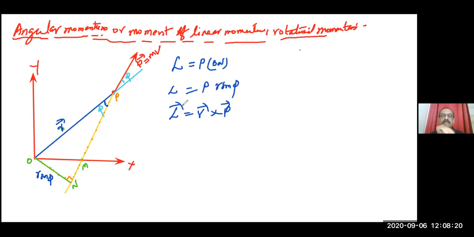Yes, sir. From previous equation, same like before. Okay, sir. And L is equal to P into ON, where ON is R sine phi. So P is a vector, linear momentum is a vector, R is a position vector, therefore it can be written as a cross product. It is a cross product, okay? You should not write P cross R, you should write R cross P.